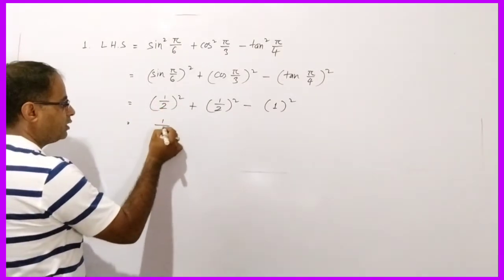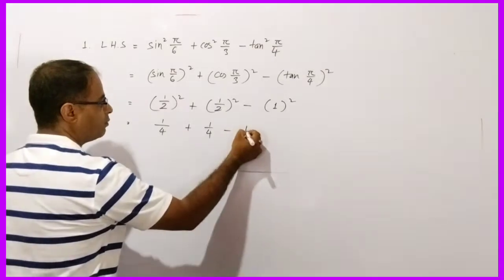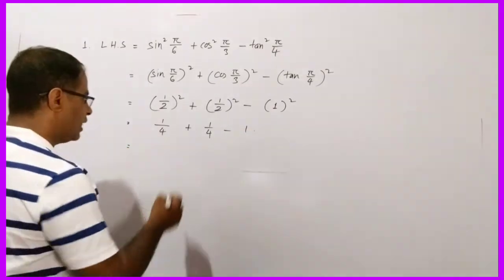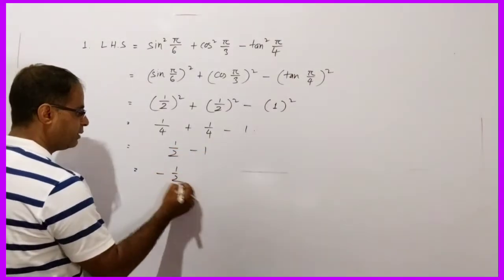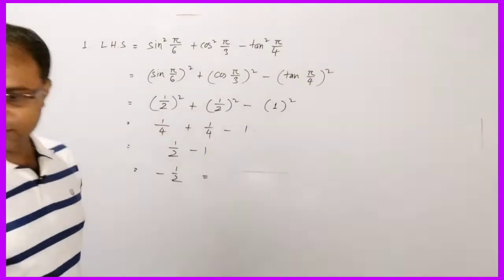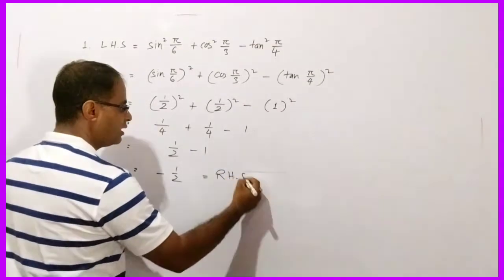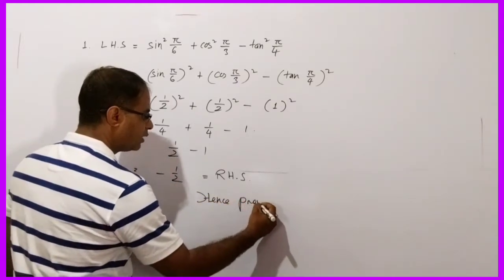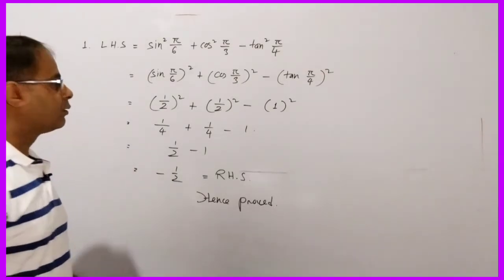Half whole square is 1 by 4, plus half whole square, again 1 by 4, minus 1. 1 by 4 plus 1 by 4 means half, minus 1, and half minus 1 is minus half, which is the right hand side. Hence proved. Very simple questions. Okay.